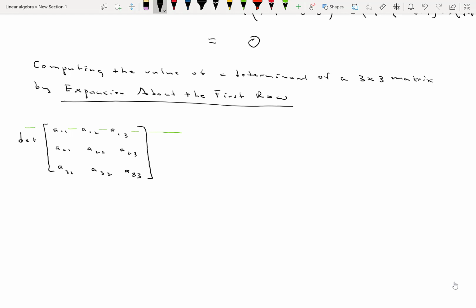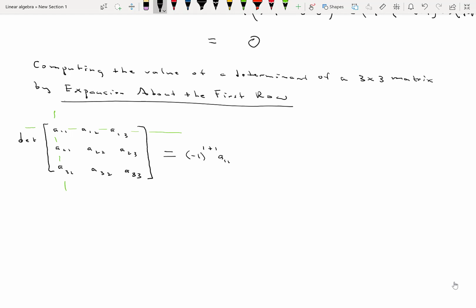I'm going to include those signs in this formula. To do this, you can imagine that the little green line through the first column has its intersection at A11. Remember I said I was removing that little red plus, and I'm going to replace it with the factor -1 to the 1 plus 1. The 1 and the 1 in the exponent come from the first row, first column. Then I'm going to multiply by A11.